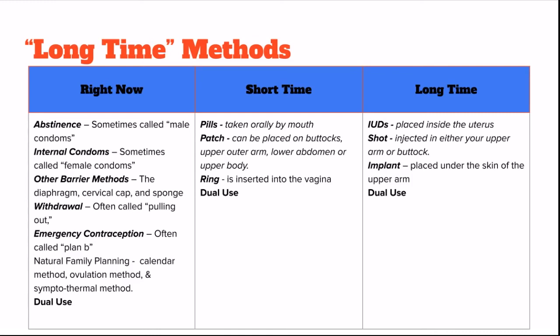Finally, to complete our last column in the graph, we have methods that protect for a long time. Each of these methods contain hormones that are very effective at preventing pregnancy for anywhere between a few months and many years. It is important to note that none of these methods are efficient at protecting against STDs.